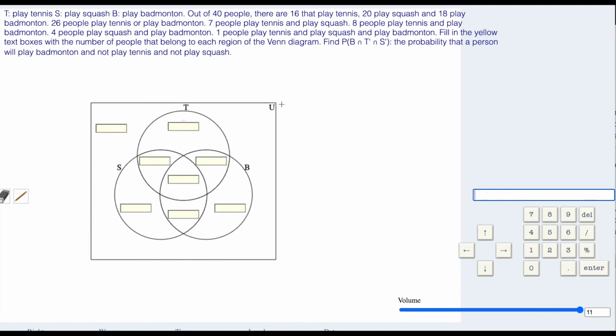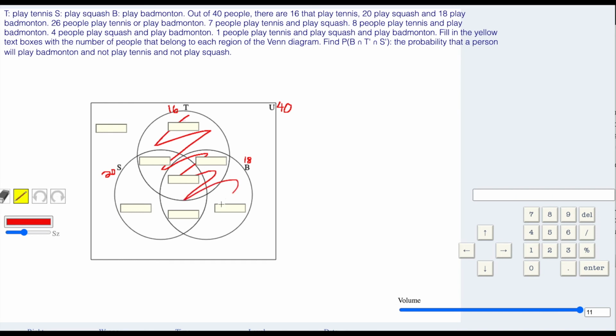40 people in our universal set. I'll put a little 40 there. 16 play tennis. I'm going to put a 16 beside the T. 20 play squash. I'm going to put a little 20 here. 18 play badminton. Put an 18 there. 26 play tennis or badminton. So tennis or badminton is all of this region here. I'm just going to put a little 26 right there. 26 people play tennis or badminton.